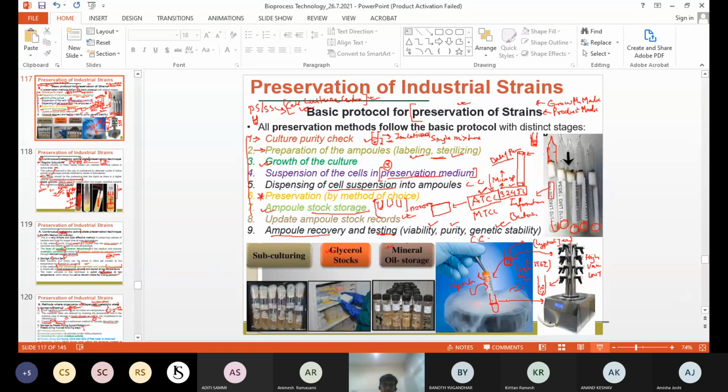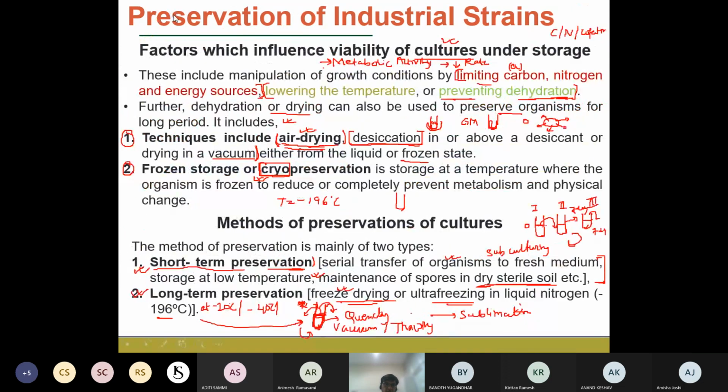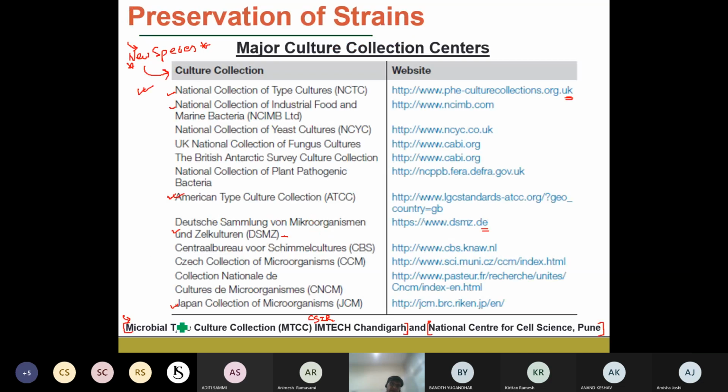So let us start our class today. Before we start, let us briefly have a short discussion on what we studied in the last class. In the last class, we were looking into the techniques of preservation of isolated strains. Once we have isolated your target strain, how can we carry out the preservation techniques? We also looked into the major culture collection centers across the world.